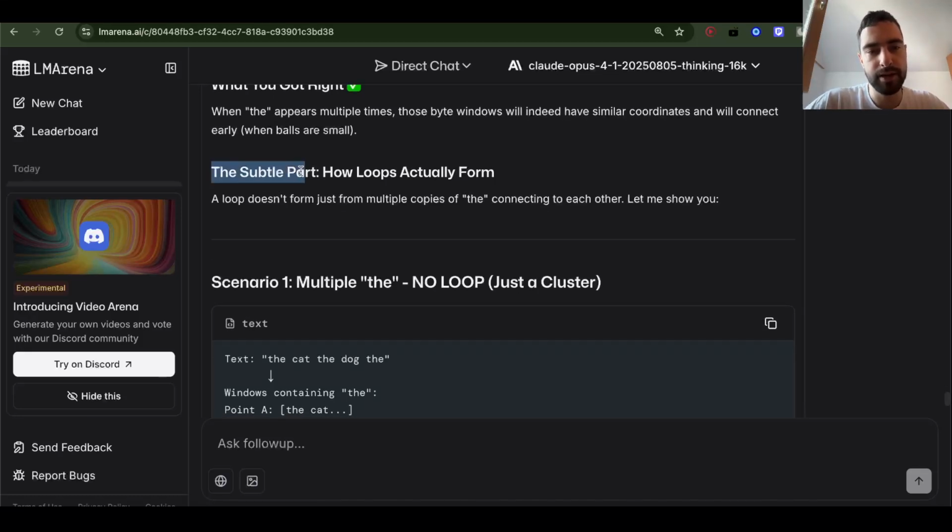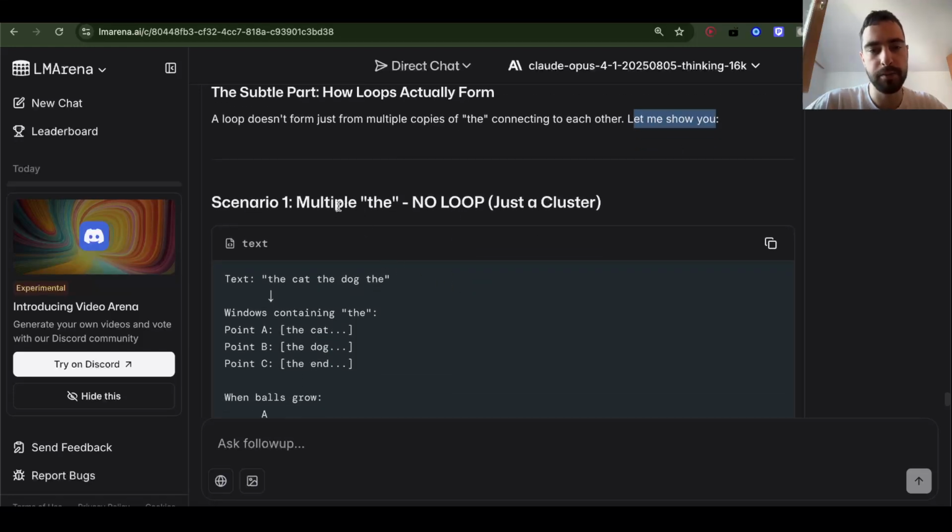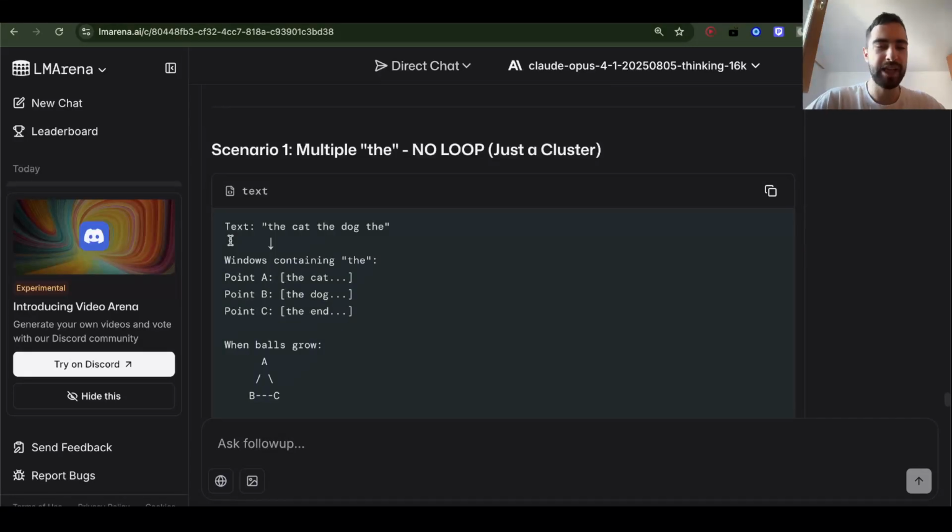The subtle part, how loops actually form. A loop doesn't form just from multiple copies of "the" connecting to each other. Let me show you. Scenario 1, multiple "the". No loop, just a cluster. So we have the text "the cat", "the dog", "the". Windows containing "the" would be the cat, the dog, and the end here.